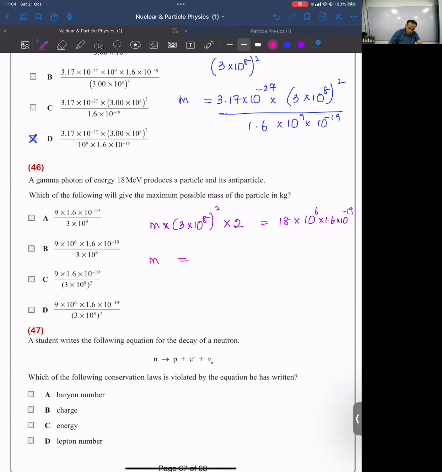m equals, if I take the 2 to the other side, 18 divided by 2 becomes 9. 9 into 10 to the power 6 into 1.6 into 10 to the power minus 19 divided by 3 into 10 to the power 8, the whole thing square. Is there an answer like this?